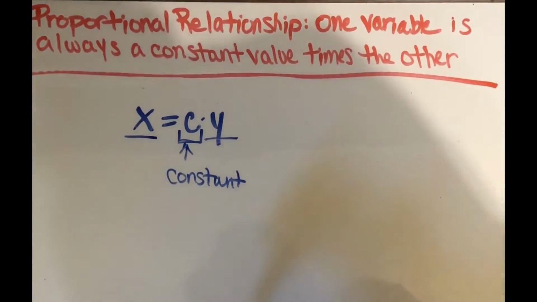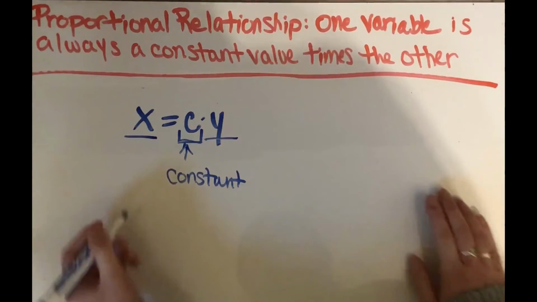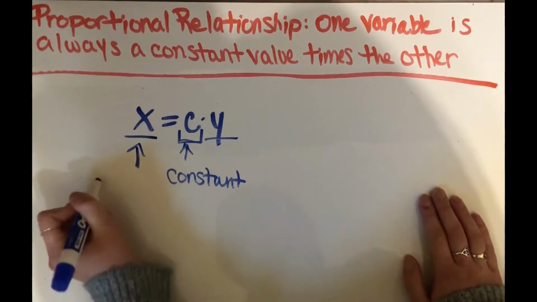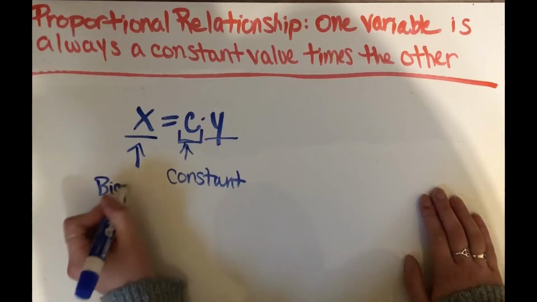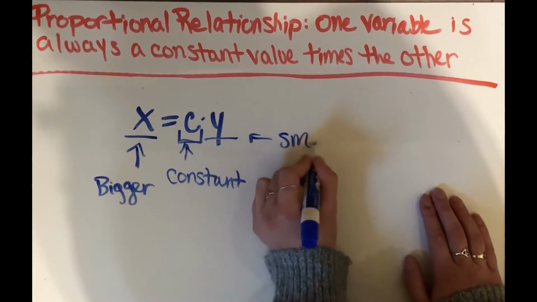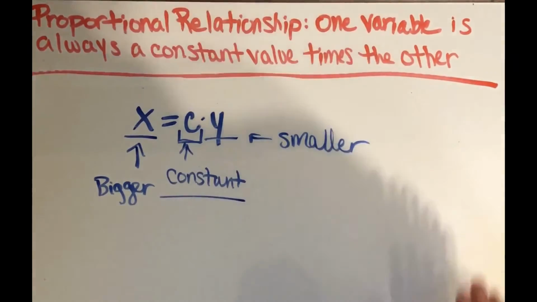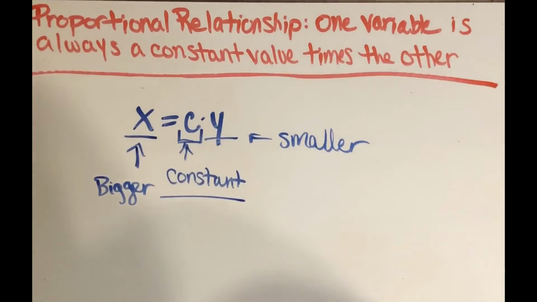Some tricks to make this a little easier. If you have two values of x and y, usually x will be the bigger value. Y is the smaller. And again, c is the constant. That doesn't always have to be the case, and you will be able to solve the equations regardless of whether x is bigger than y or y is bigger than x. But for simplicity, x is usually bigger than y.